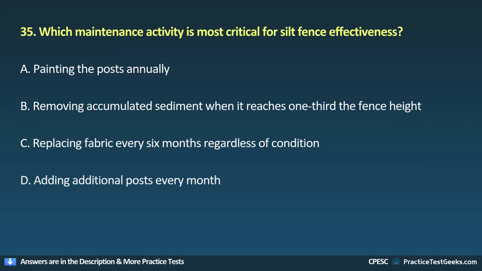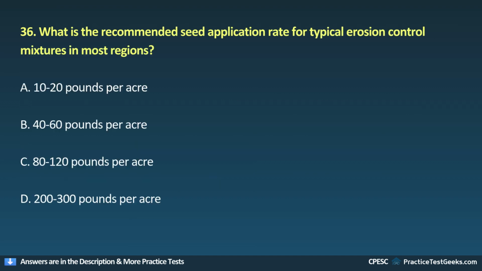35. Which maintenance activity is most critical for silt fence effectiveness? A. Painting the posts annually. B. Removing accumulated sediment when it reaches 1/3 the fence height. C. Replacing fabric every 6 months, regardless of condition. D. Adding additional posts every month.